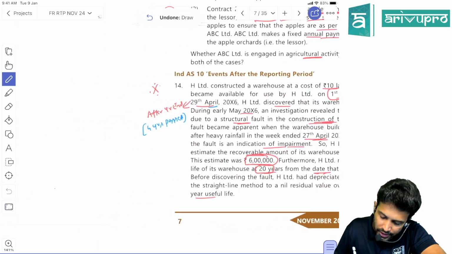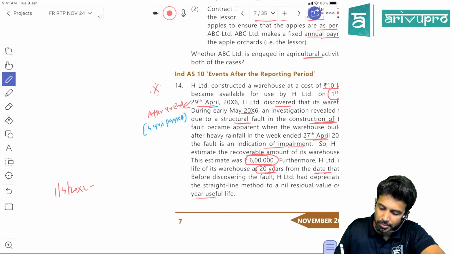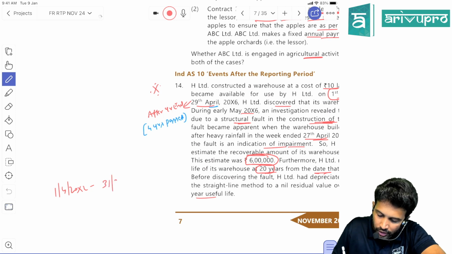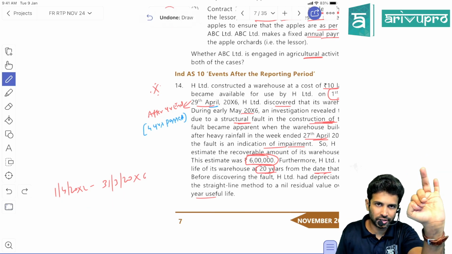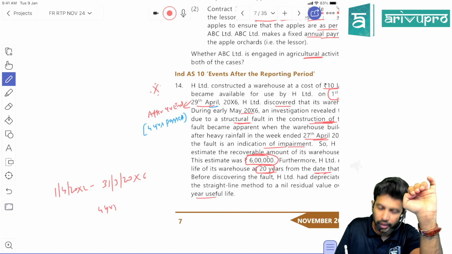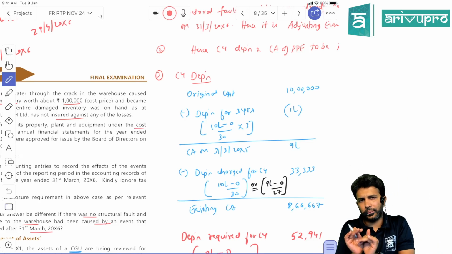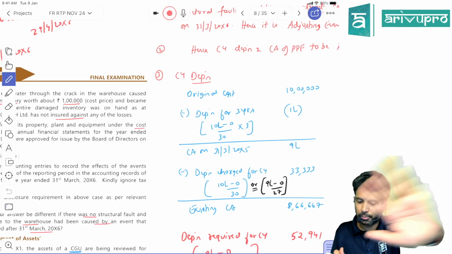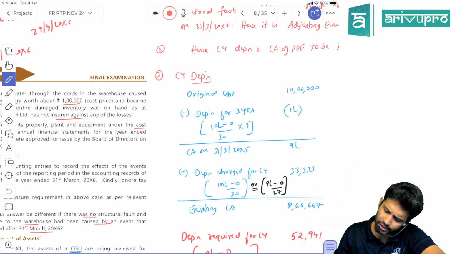So how many years has passed? From 1st April 20x2 it is available for use. Current year is ending on 31st March 20x6. If you count it, 31st March 20x3, x4, x5, x6, 4 years, correct? So 4 years the entity has already calculated depreciation. But the current year depreciation, I will calculate and show separately because of the adjustment.